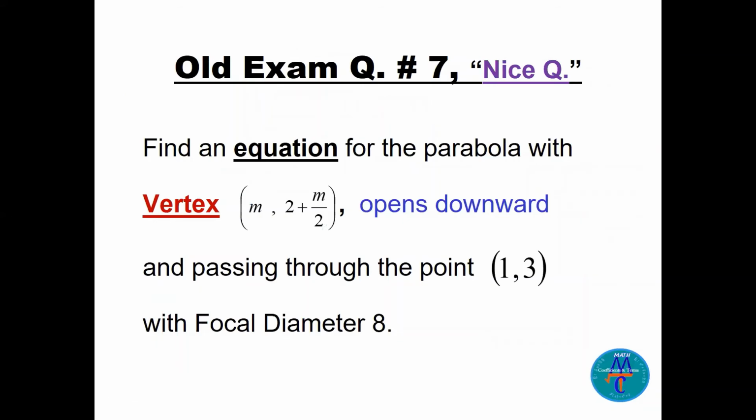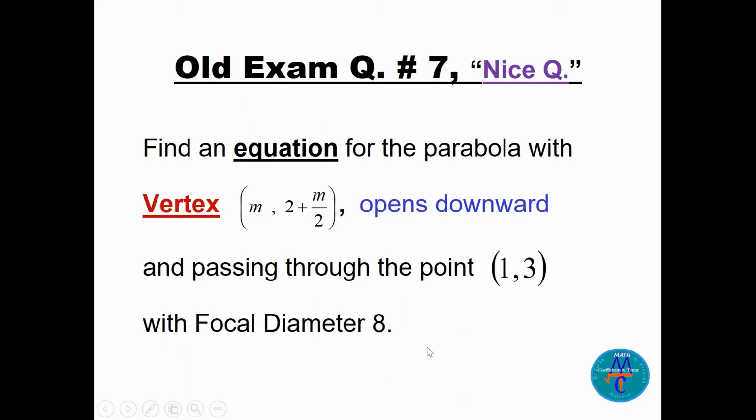Question number 7 is a nice question. You have to do some work here. Please try it before you see the solution. It's a little tricky. Find an equation of the parabola with vertex m, 2 plus m over 2. That's the vertex. So there's a variable there in the vertex. Opens downward, passing through the point 1, 3, and it has a focal diameter 8.